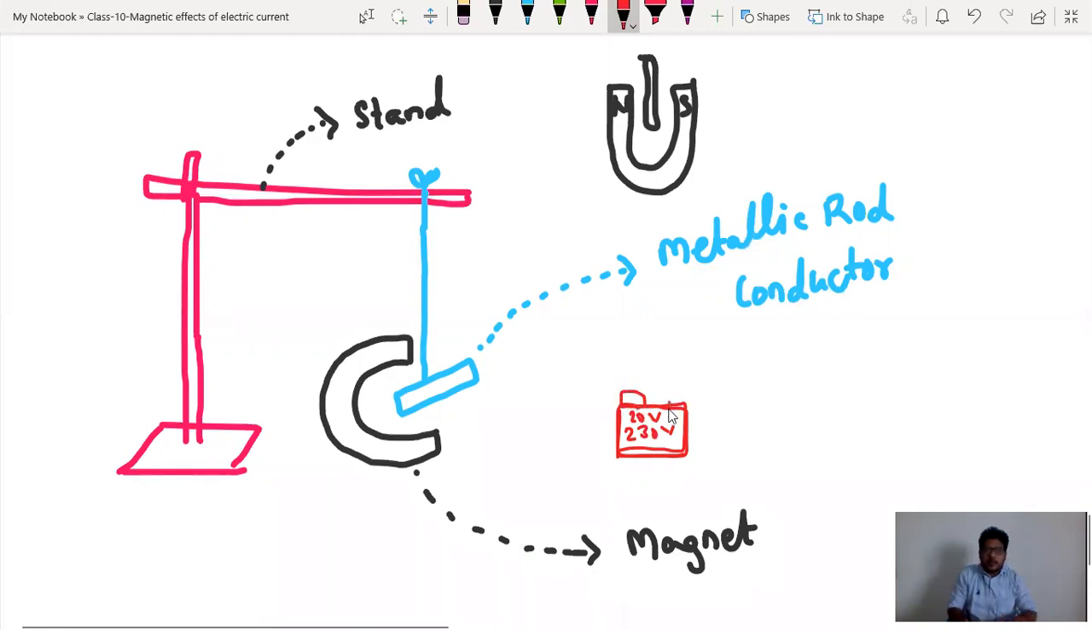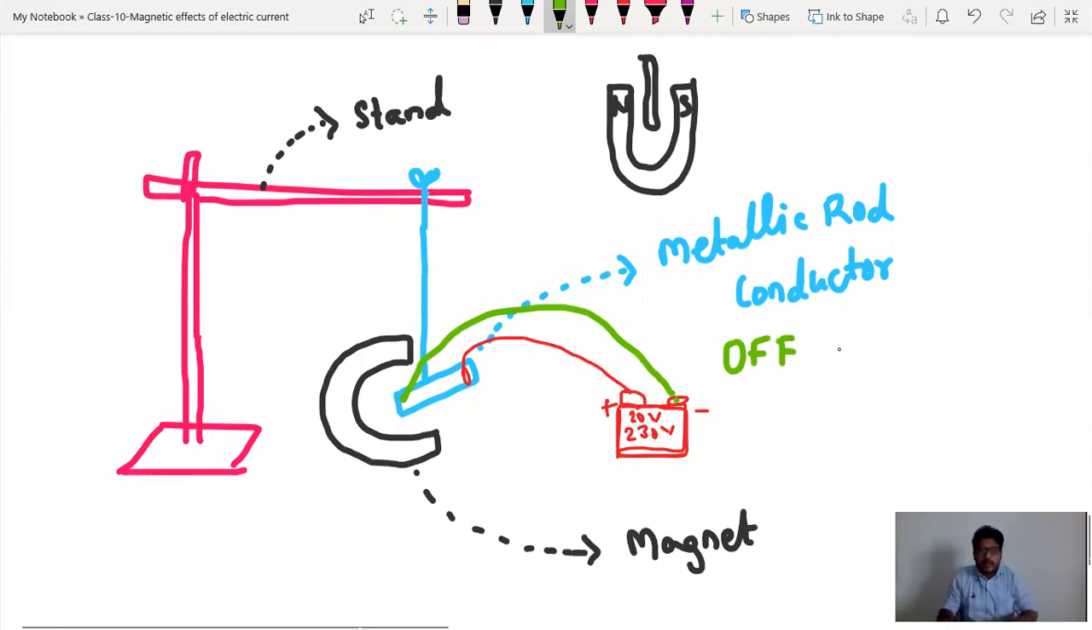There definitely will be two terminals for the battery, positive terminal and negative terminal. Now take copper wire, connect one copper wire to one end of the conductor and connect to positive terminal. Take another copper wire and connect to another end attached to negative terminal. Don't switch it on. Now it is in off state. So this is the arrangement you have to do.